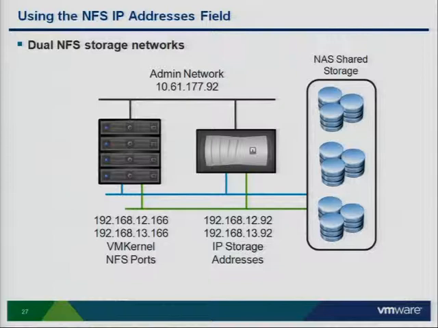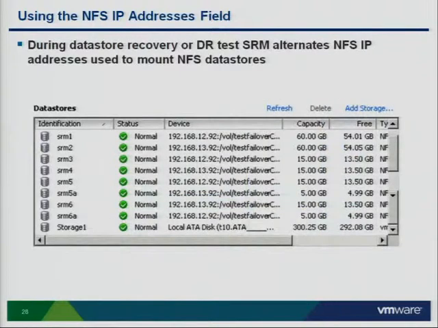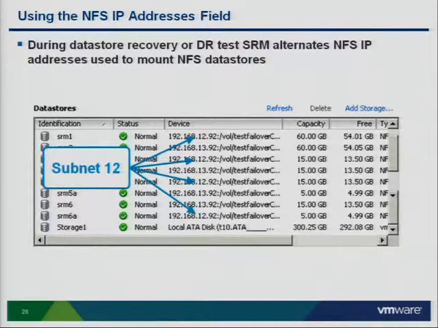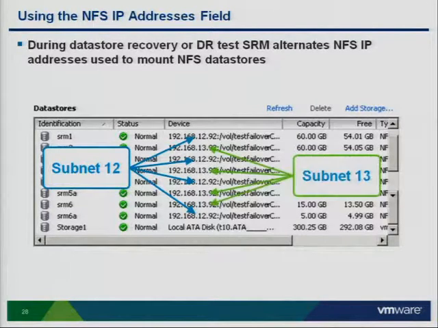In this case, the blue one is the 12 subnet, and the green one is the 13 subnet. So what SRM will do is, during the execution of a recovery plan, it will alternate between these two IP addresses as it mounts NFS data stores. So you'll be able to make use of multiple paths at the DR site, just like you are doing at the primary site if you set it up that way. So you see some of the NFS mounts that were created during this DR test were on the 12 subnet and some on the 13.